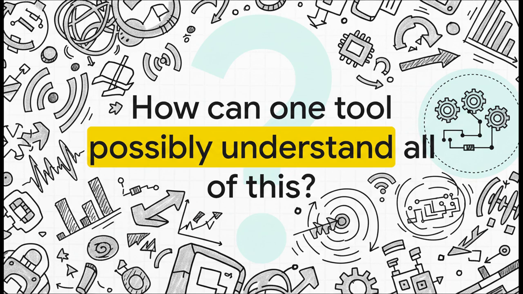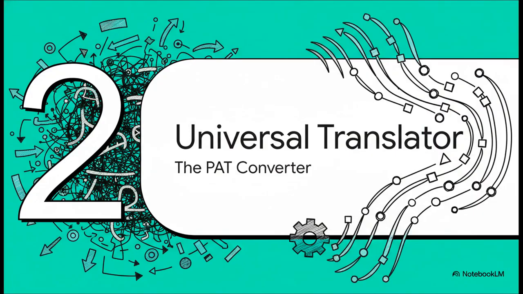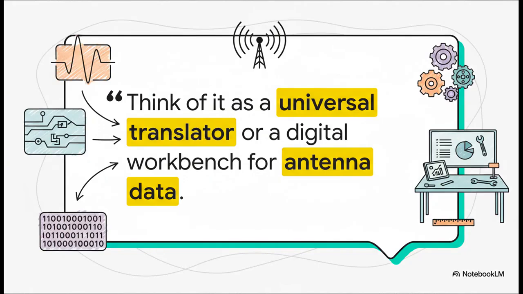So you have to ask, right? How on earth do you build one single tool that can actually understand all of this? And that, my friends, is exactly where the PAT converter comes into play. It was built from the ground up to be the elegant solution to this exact mess. Probably the best way to wrap your head around it is to think of it as a universal translator. It takes all those messy, different data languages we just looked at and smoothly translates them into one single, consistent format that an engineer can finally work with.